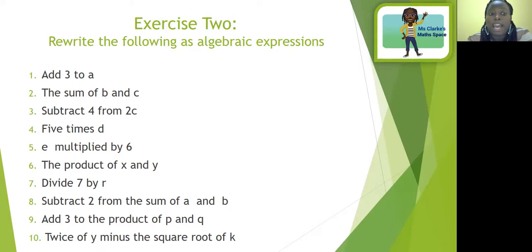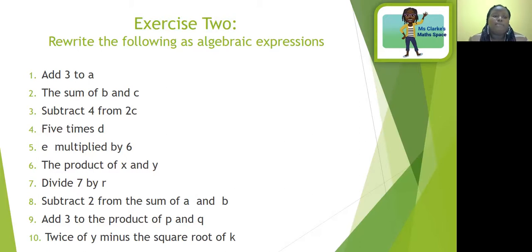Question 4, 5 times D. Times means to multiply. So you're going to have the numeral 5, multiplication sign, D. You see me saying 5D. E multiplied by 6. Would you say I'm saying 6E? Number 6, the product of X and Y. And as we know, product means to multiply. So you're going to have X multiplied by Y, which can be shortened to XY.